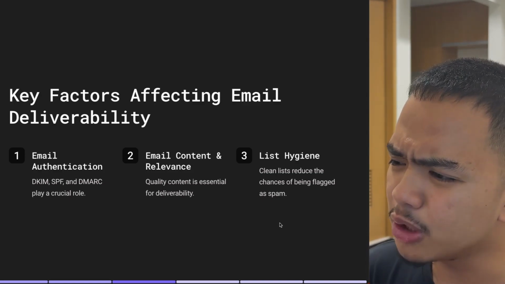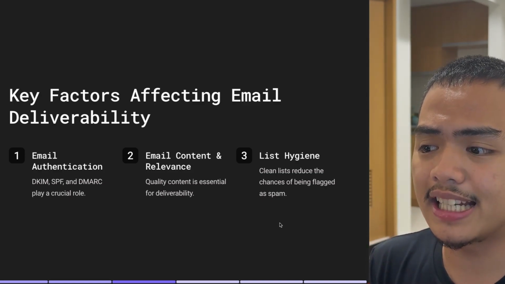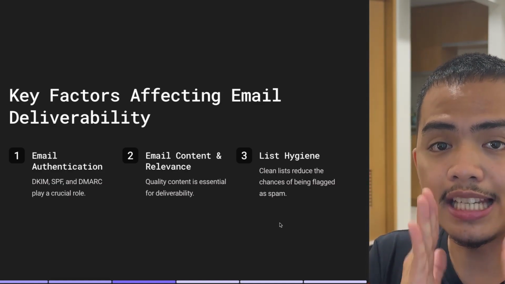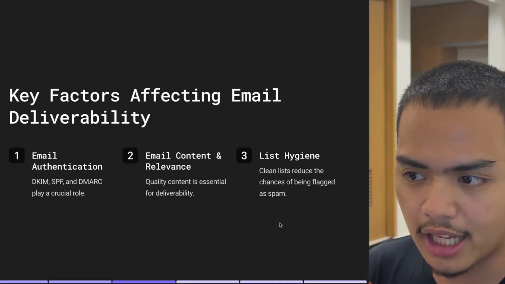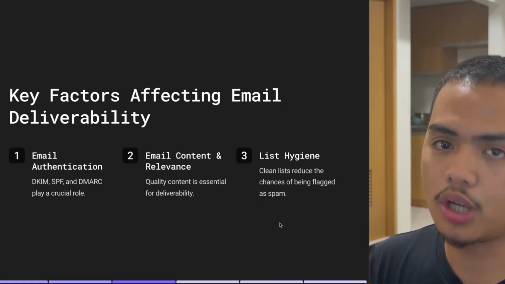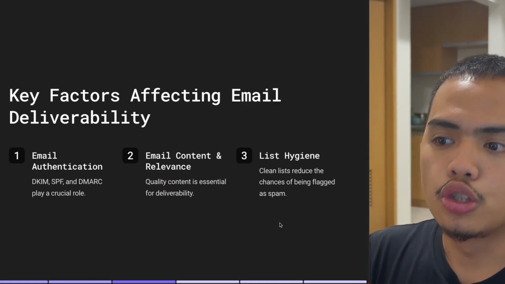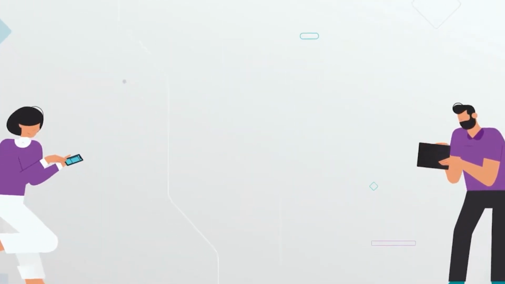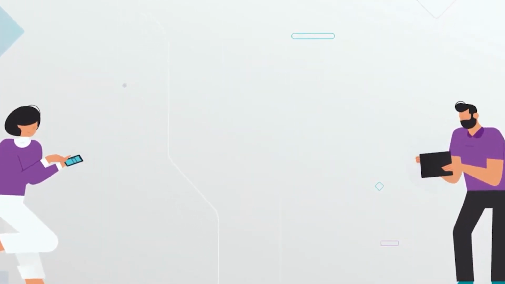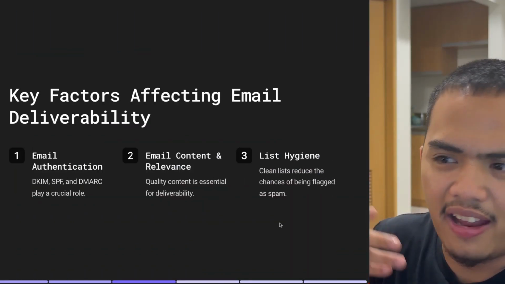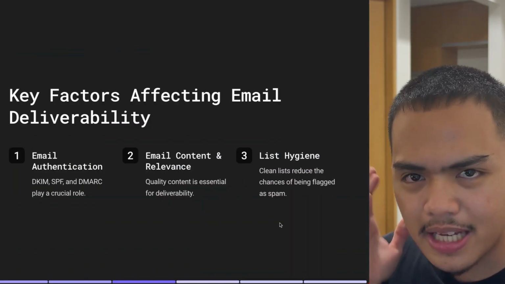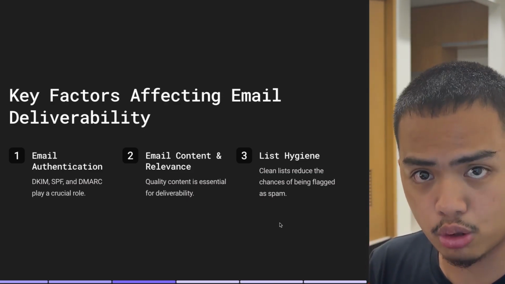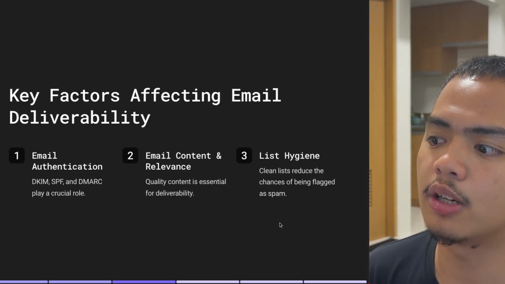Next, email content and relevance. Quality content is essential for deliverability. First of all, who are you sending emails to? Second, what are you sending to them? You gotta make sure that it is related. You cannot send emails to e-commerce brands relating to, I don't know, service-based roofing. That's completely unrelated. You gotta make sure that you are targeting the right people for the thing that you're actually sending. That's for email content and relevance.